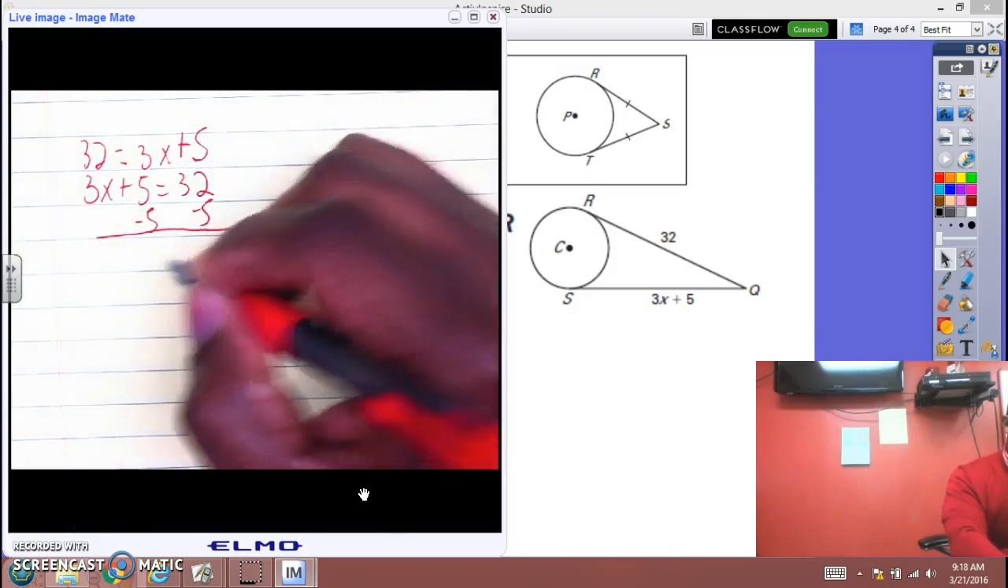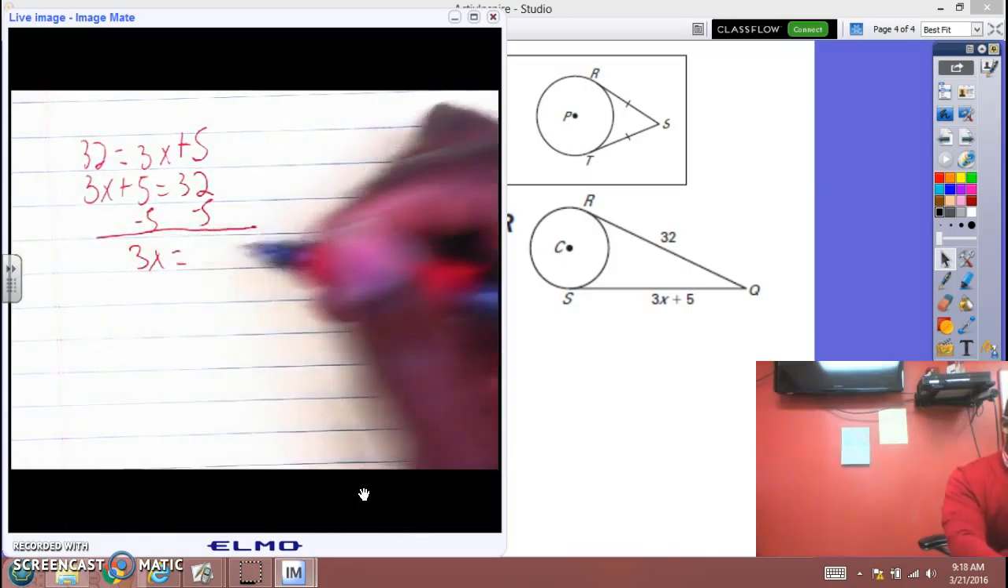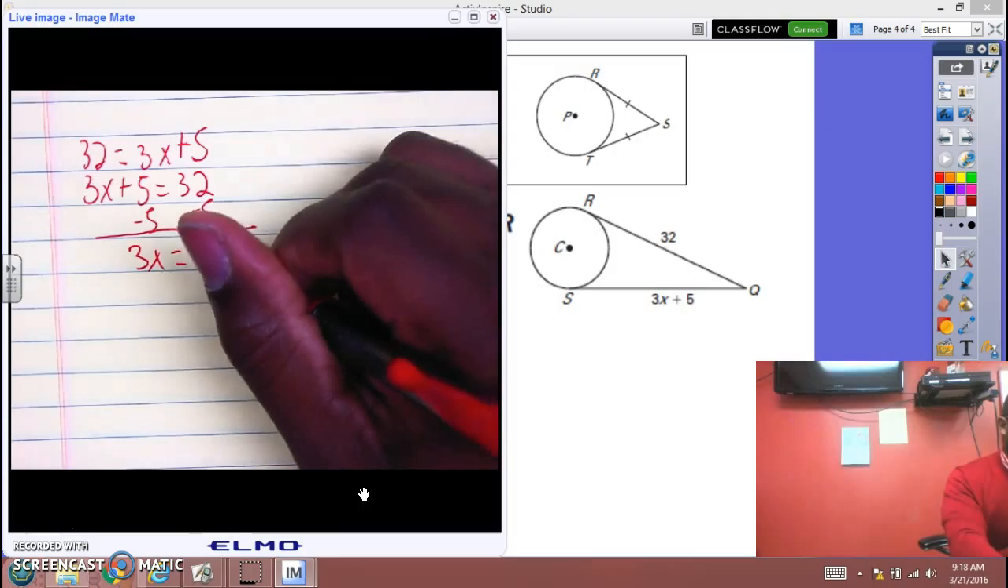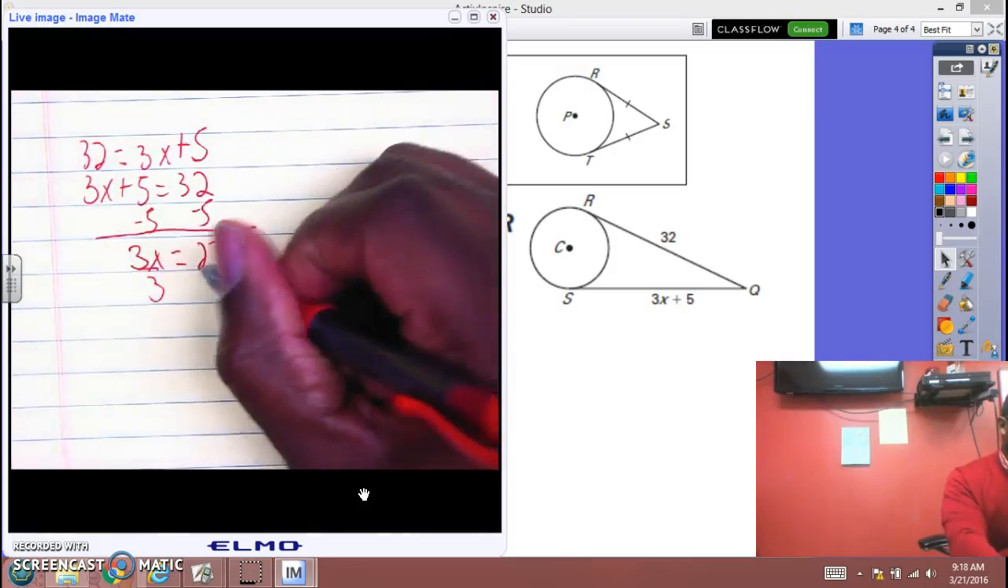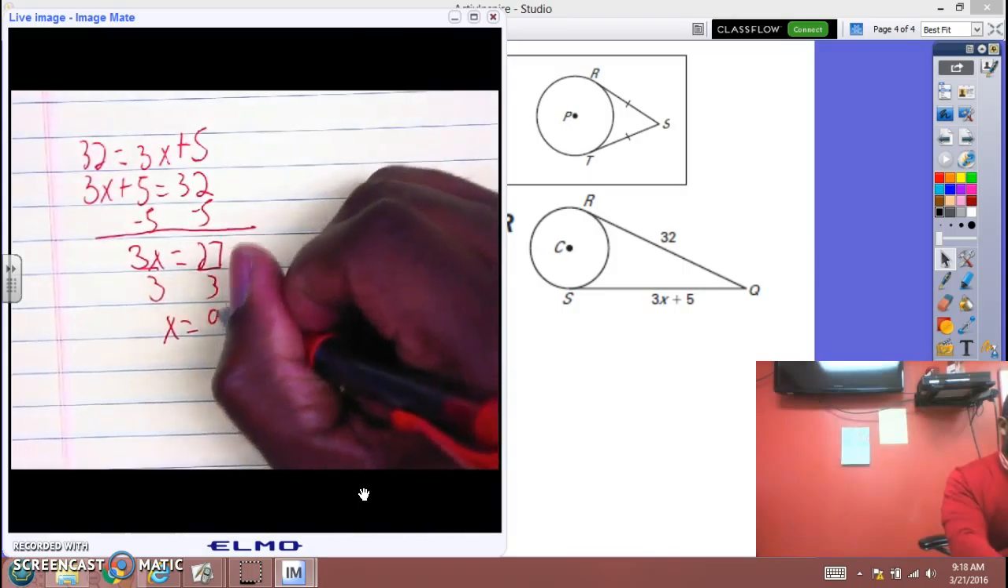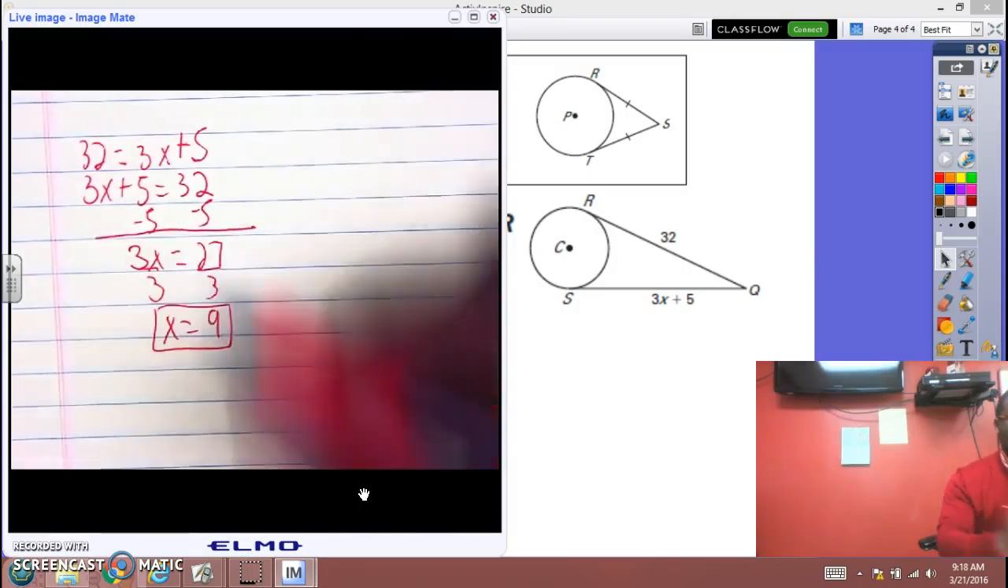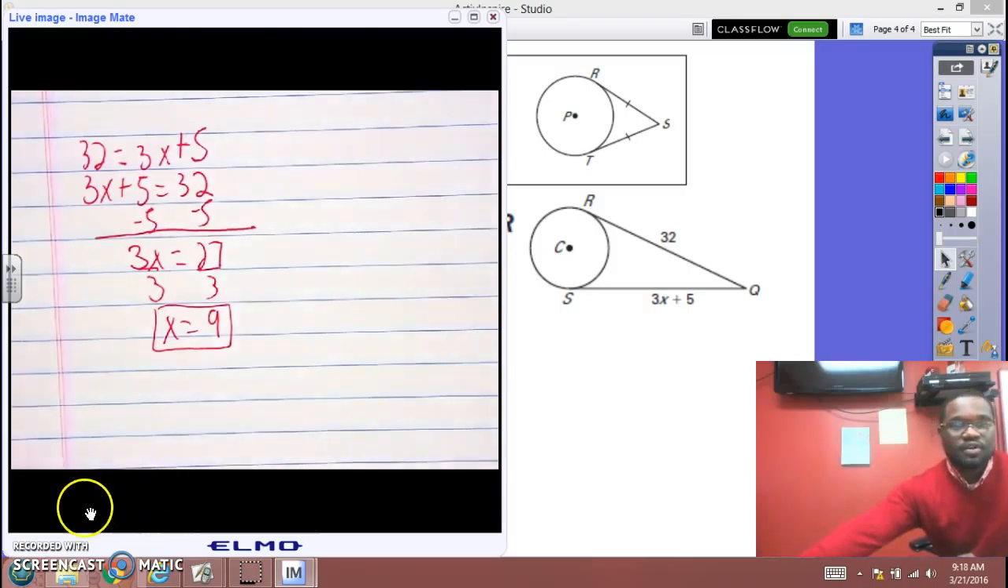So I subtract 5 from both sides. 3x equals 27. Divide both sides by 3, and x equals 9. All right? So that's the way to use that particular property.